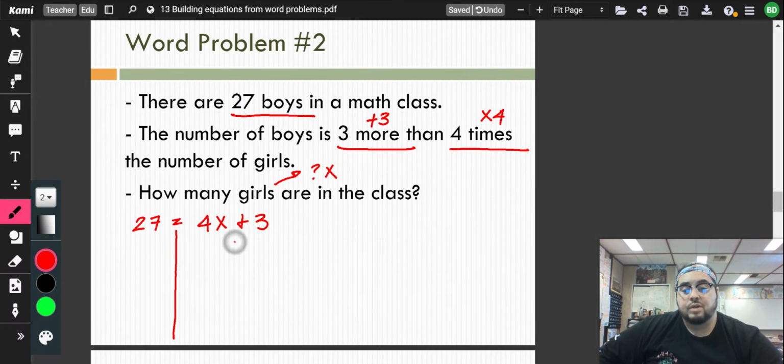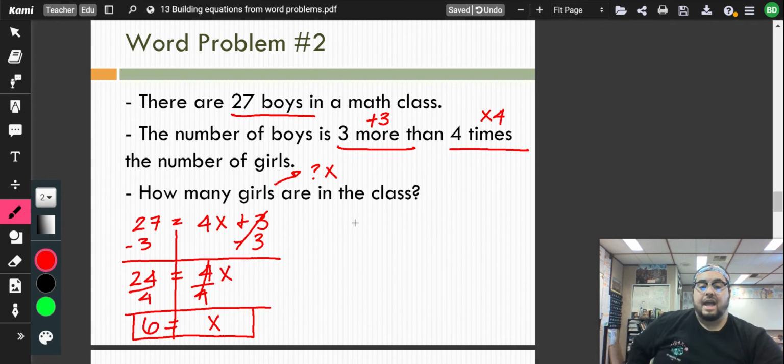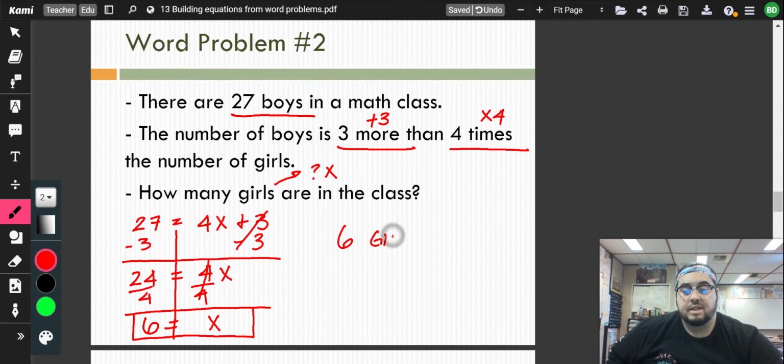Perfect. Now we're going to work backwards, so subtract 3 from both sides. 27 take away 3 gives you 24 on the left. 4x is going to come down, and the positive 3 and negative 3 cancel out. Now divide both sides by 4. On the right side, the 4's cancel. X is now isolated. That's what I wanted. 24 divided by 4 is going to give us 6. And now we have to put it into context. If x stands for the number of girls in the class and x is 6, then that means there are 6 girls in the class. Very small percentage of girls.